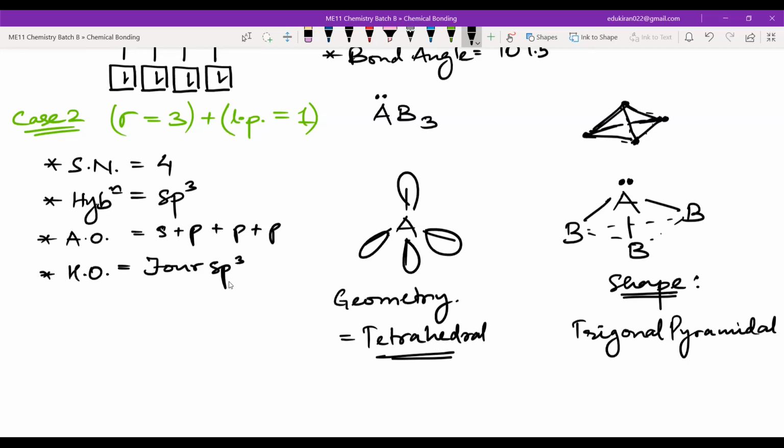So this is tetrahedral. But when I look at the bonds, they are trigonal pyramidal. So hence, geometry depends on the hybridization. Shape depends where the bonds are. Okay, shape depends where the bonds are, because I hope you understand that.